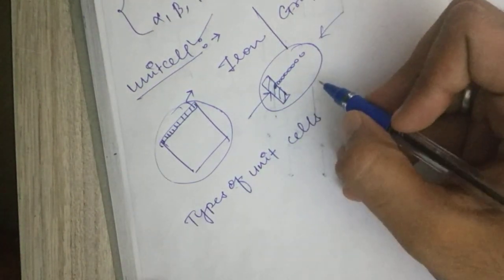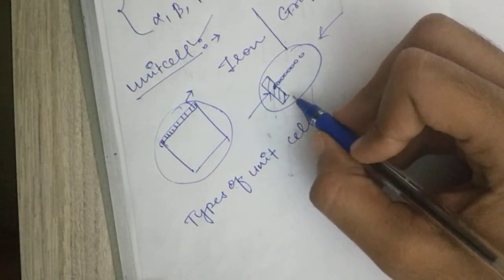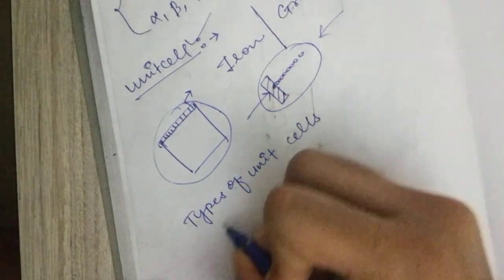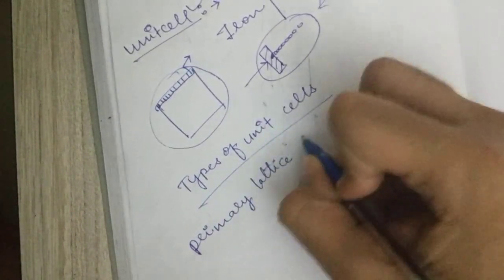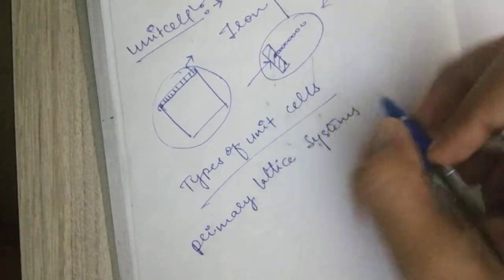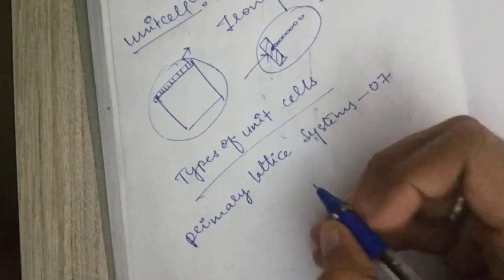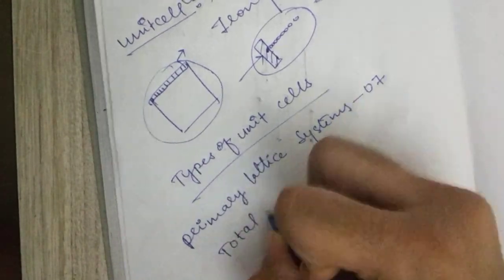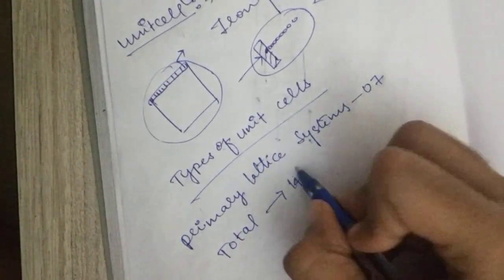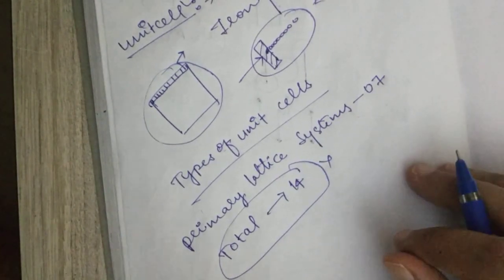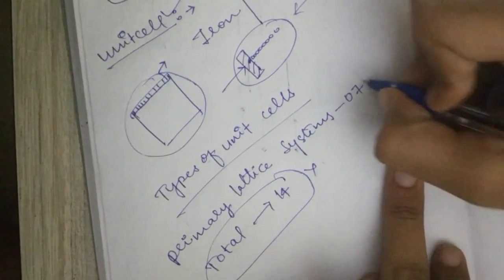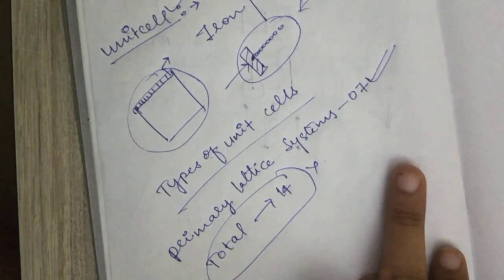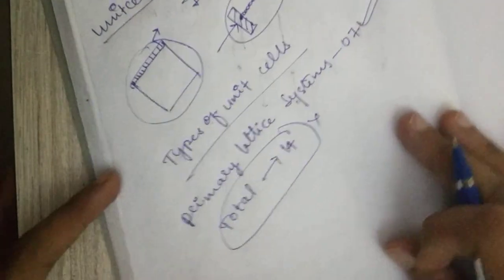To study the types of unit cell, we have 7 primary lattice systems. There are 7, and actually the total is 14. No one will ask about this 14 unless you become a material science engineer in MTech. How many are required from an engineering point of view? We need only 7. I'll explain those 7 clearly.